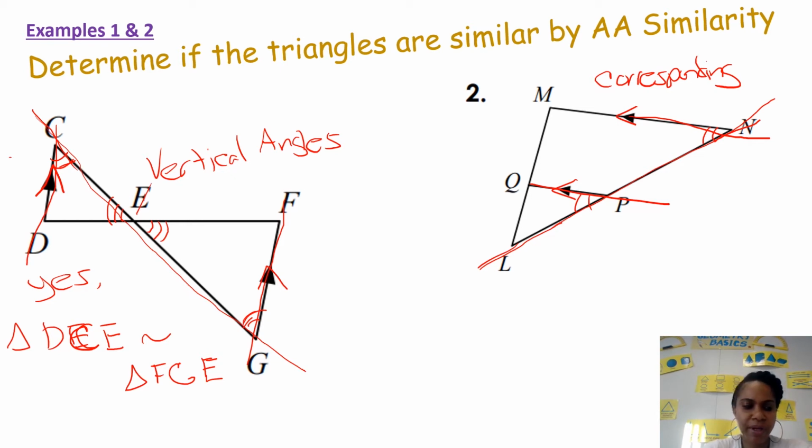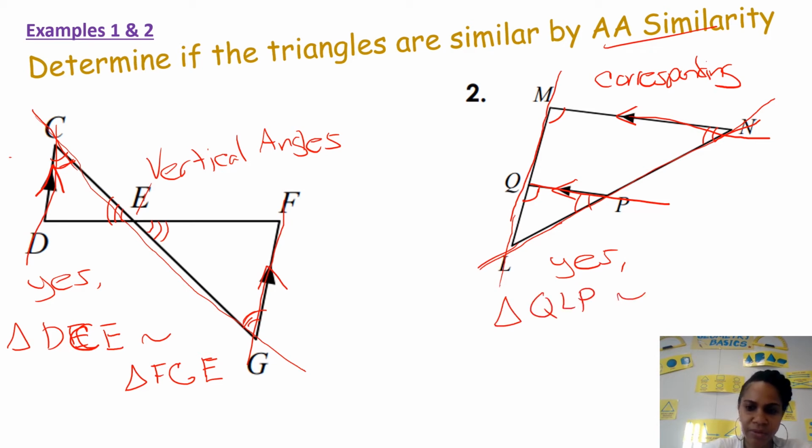So since we have two pairs of corresponding angles, well, one pair so far, and then right here, ML is a transversal, so we can conclude that these two angles are congruent as well. So two angles in each triangle are congruent. We can conclude that yes, they are similar using the AAA similarity. A statement that we could write would be triangle QLP is similar to triangle MLN.